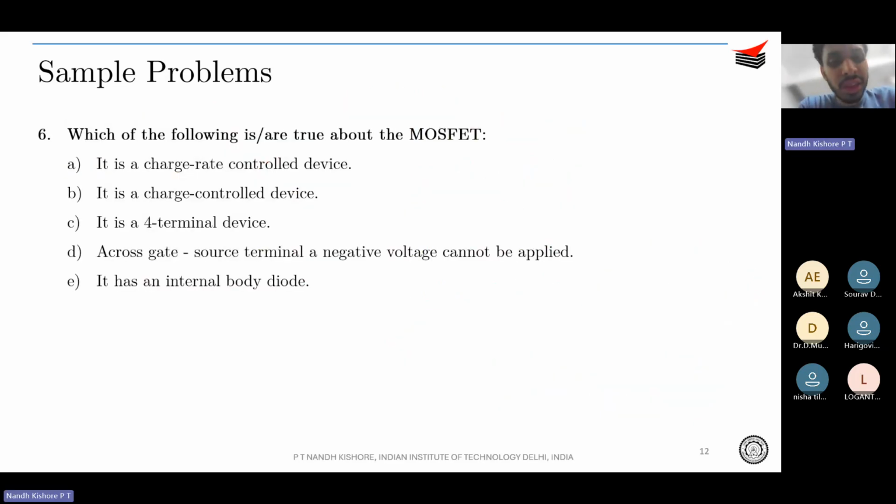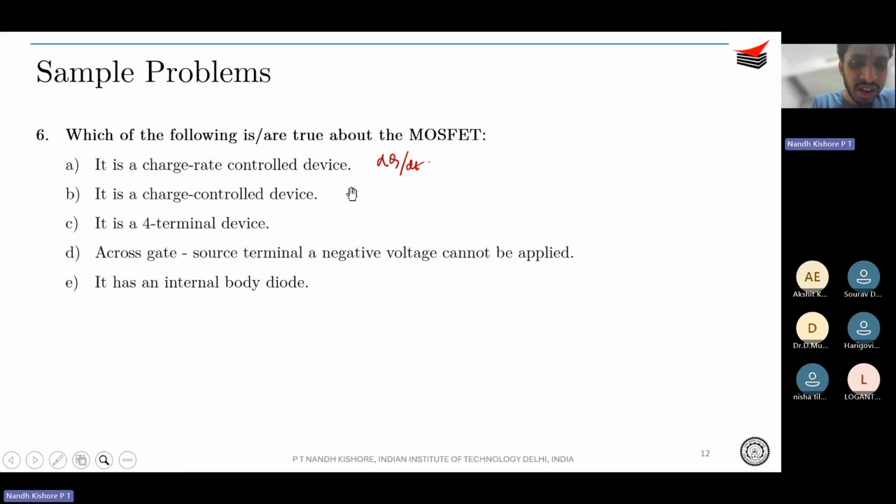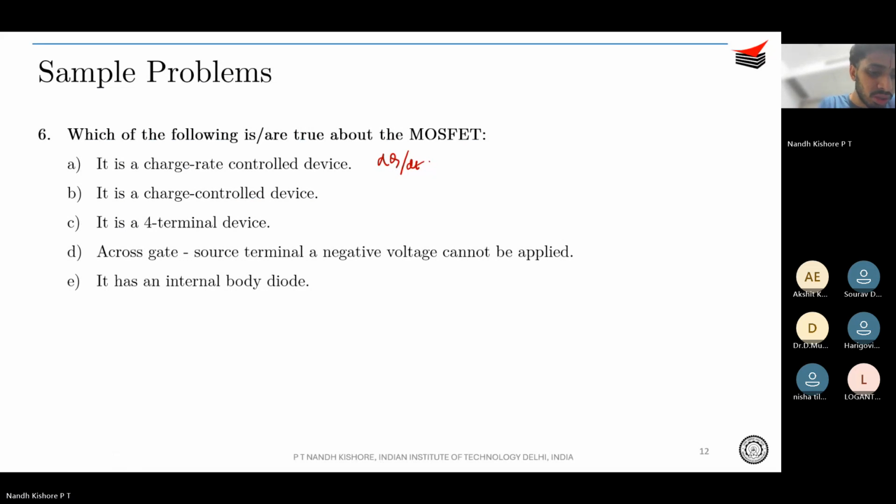Which of the following are true about MOSFET? It is a charge rate control device. That is, is it controlled by dQ by dt, or is it controlled by Q? It's a charge control device. It is a four-terminal device. Across gate source terminal, a negative voltage cannot be applied. It has an internal body diode. So which of the following is true is the question, right? This is, I guess, a pretty simple question we need just to identify.